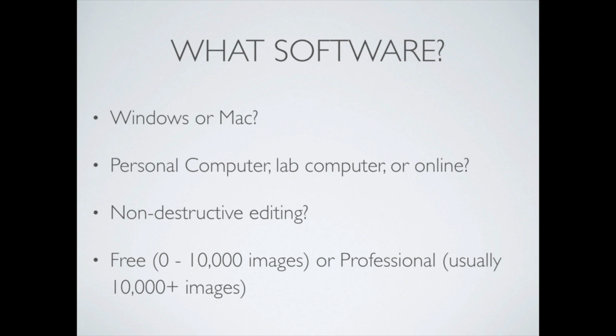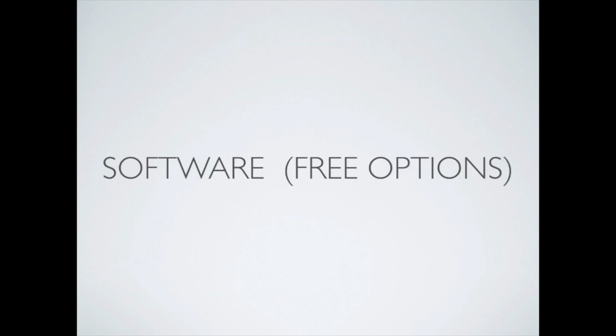The other thing is, are you a professional photographer or are you in the amateur free stage? Free stage is usually 0 to 10,000 images if you're organizing your photo library. Pro stage is usually 10,000 or more images. That's a little bit loose. You could just take a lot of photos. You could be an amateur but take a lot of photos, in which case you might benefit from a more professional option even though you're not really a professional.